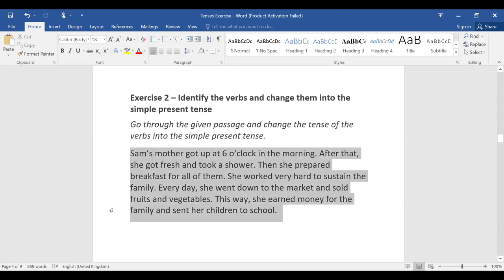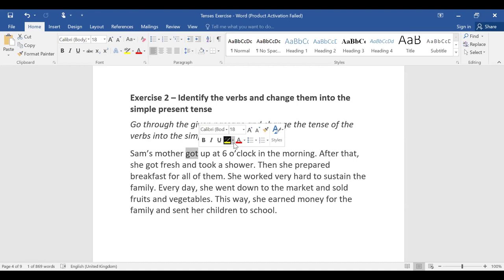Okay. Now, you are all going to help me find verbs in this passage. So, Sam's mother got up. Do you see a verb here? What is the verb here? Got. Good. And it is the past tense of which verb? Gets. So let me highlight it properly. Okay. I can even make it red. Good. So that it stands out.